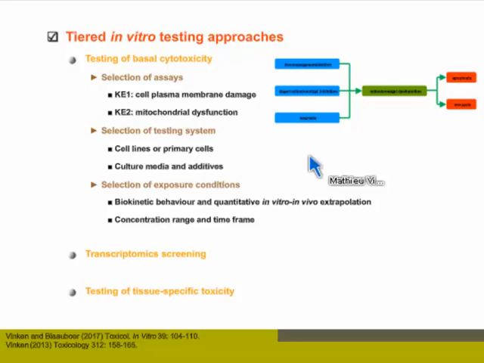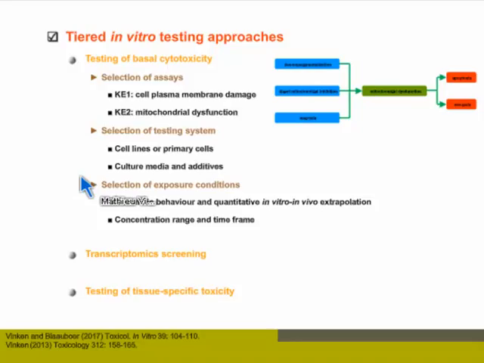Well, this can be then used as the basis for the testing of a number of assays. So for example, cell plasma membrane integrity can be tested by means of this LDH test, the lactate dehydrogenase leakage test, whereas mitochondrial dysfunction can be monitored by means of an MTT test. Now, I regret a little bit that I don't have time to go into the details here, because in this paper, and you can see the reference here, we also made some recommendations on how to select the test system and also the exposure conditions. So again, in the scenario in which you would be asked to test a chemical with an unknown toxicological profile.